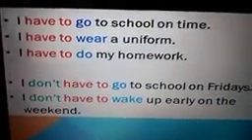These things are not necessary and you are not obligated to do them. That's why we said don't have to. Okay, so this is the meaning of don't have to.